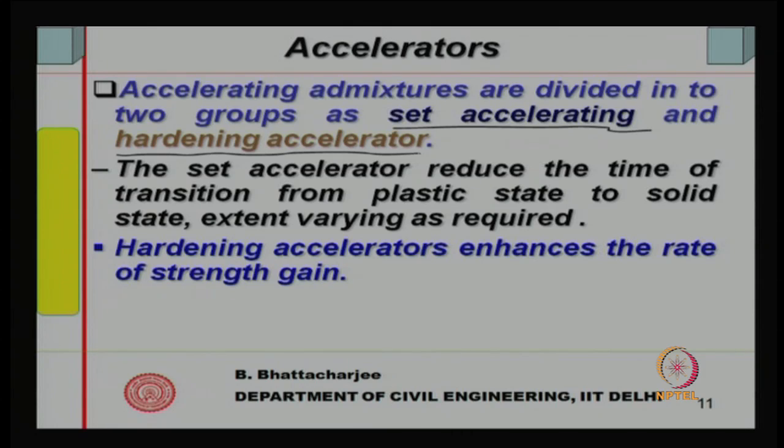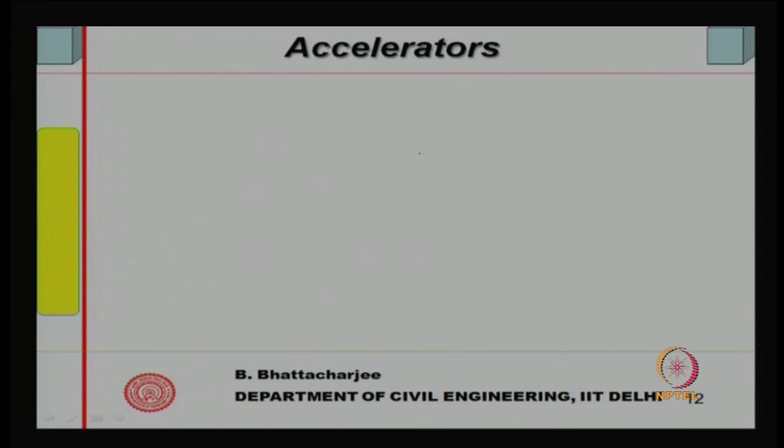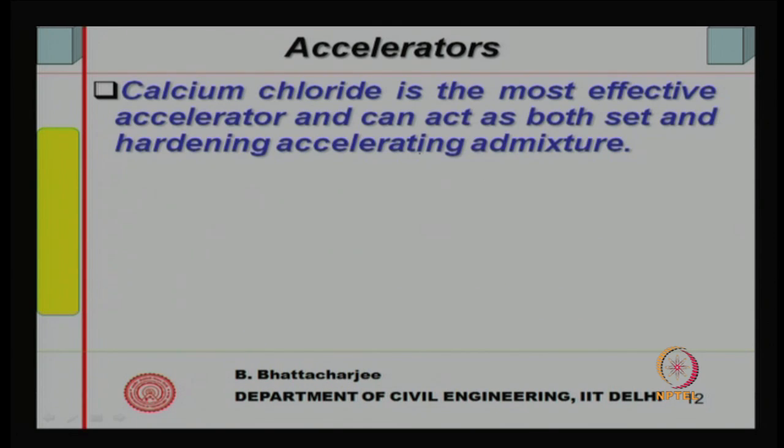Hardening accelerator enhances the rate of strength gain. That is what I just said, early strength you can get from here. Generally, dosage varies from 0.5% to 2% on cement, and these are usually inorganic compounds, not organic formulations. Calcium chloride used to be one of them. It is the most effective accelerator and can act as both a set and hardening accelerating admixture. So, setting as well as hardening process, it can accelerate, the calcium chloride.